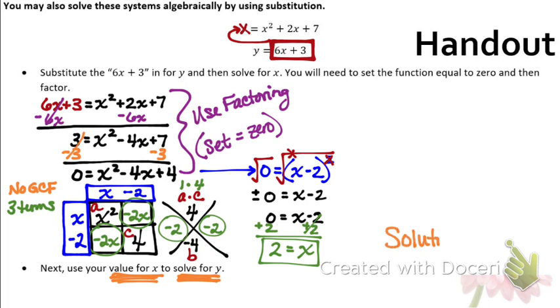Here's what I know so far about my solution. There's a 2 right here. I have no idea what goes in the y spot. How do I figure that out? How do I find out what's going to go in the y spot? We're going to take the 2, put it in the place of x.